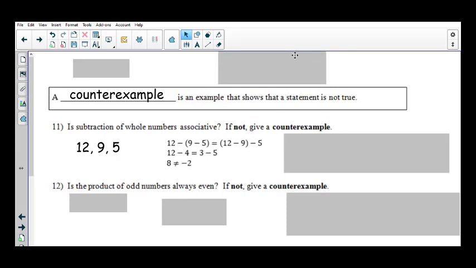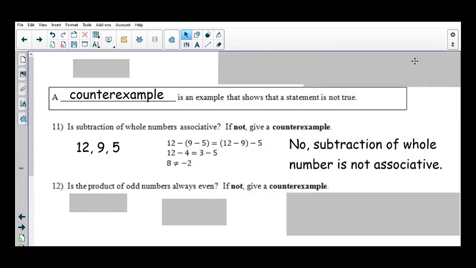Could you perhaps find 3 numbers where it would work? Yeah, maybe. But if it doesn't work for every number, then it is not a true statement. So if we come up with a counterexample, it's not true. So I can state, no, subtraction of whole numbers is not associative.